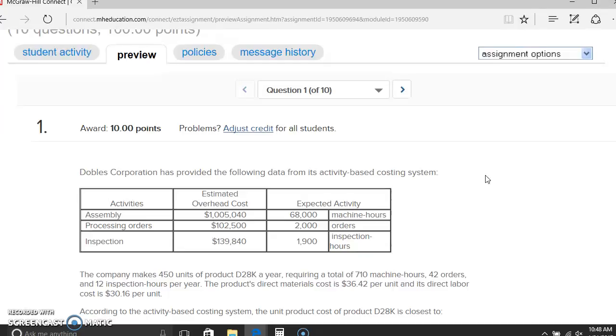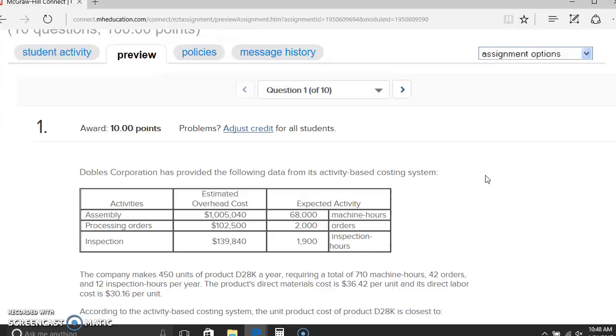That's a catch-all account that has a cost to make your stuff, but it's not necessarily easy to trace to a particular item that you're making. So companies have to figure out how best to estimate the cost of this overhead per item, and activity-based costing is one of the ways they can do that. So we're going to go over an example right now.